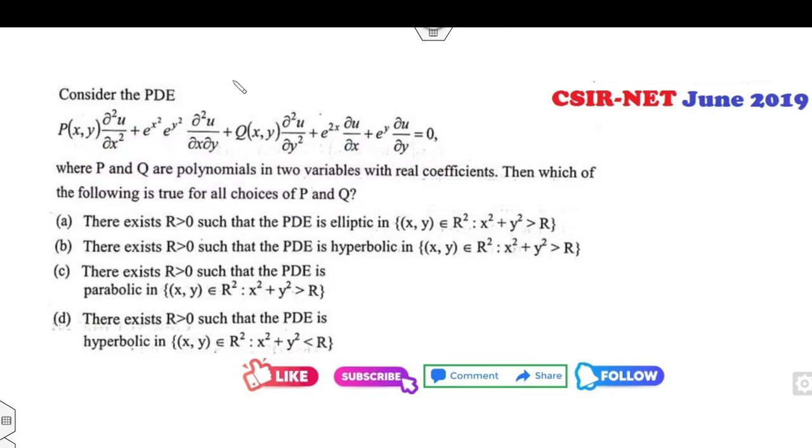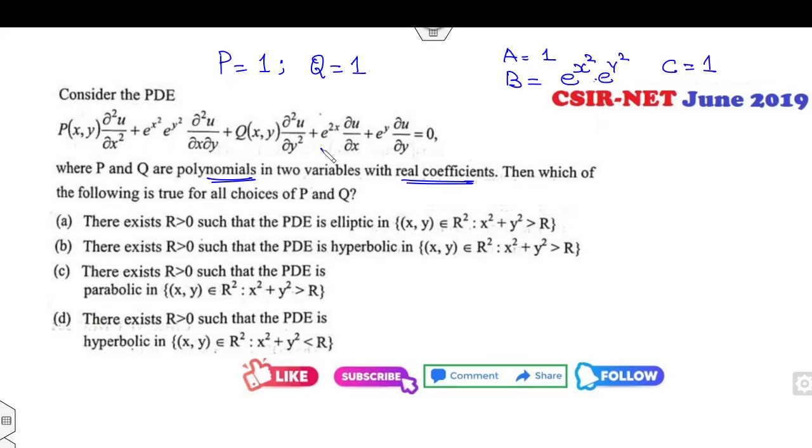So that means you can choose any value of p. I can choose p is 1, q is 1. Every constant function is a polynomial with a real coefficient. So then what will be my A? A is 1. What is my B? It is e raised to power x square into e raised to power y square, and C will be 1. This is linear, it has no significance. Then it is elliptical, hyperbolic, parabolic, and so on.